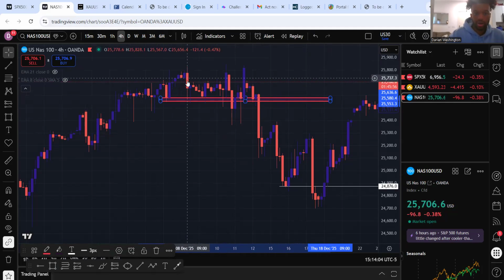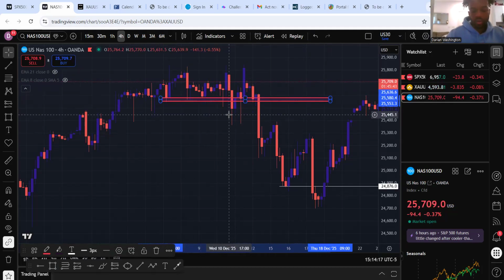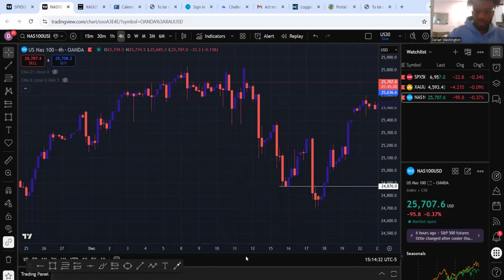High, higher low, failed, failed, broke. It broke, could have been a little bit of a liquidity grab. So I would have moved my higher low down to here. So I'll just delete this, then make a new one, put it right here.